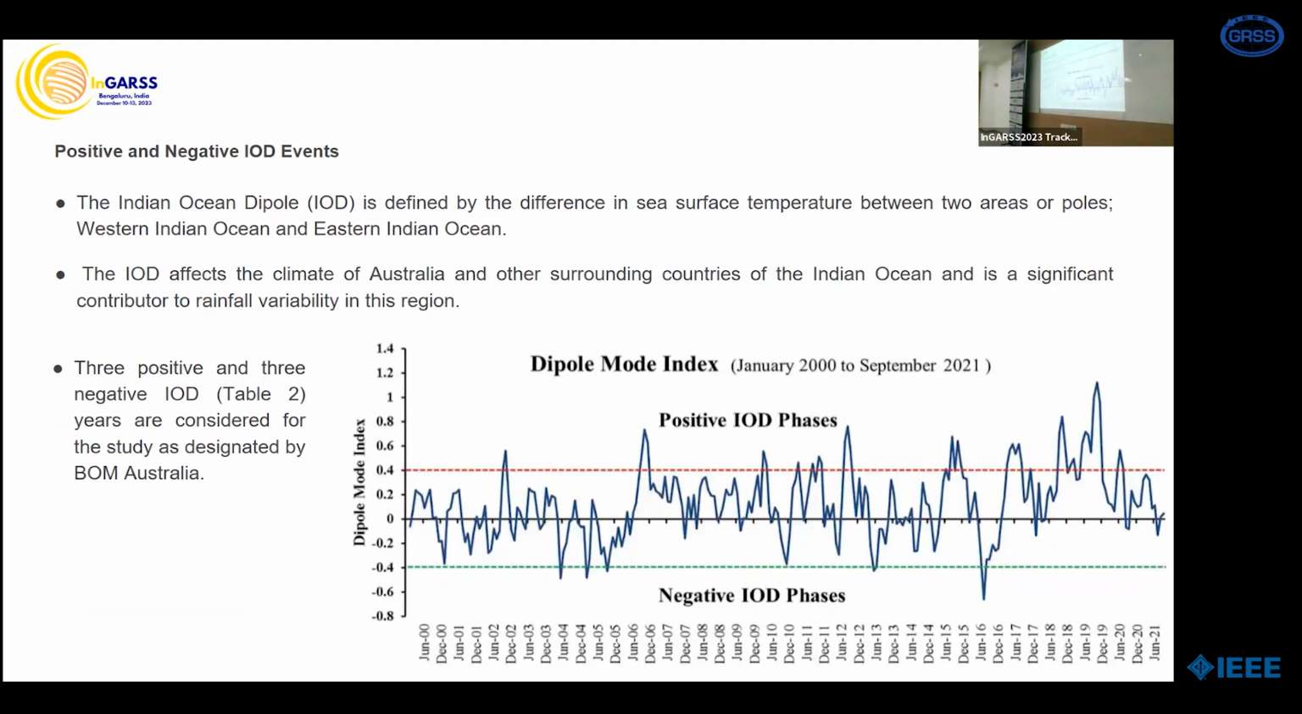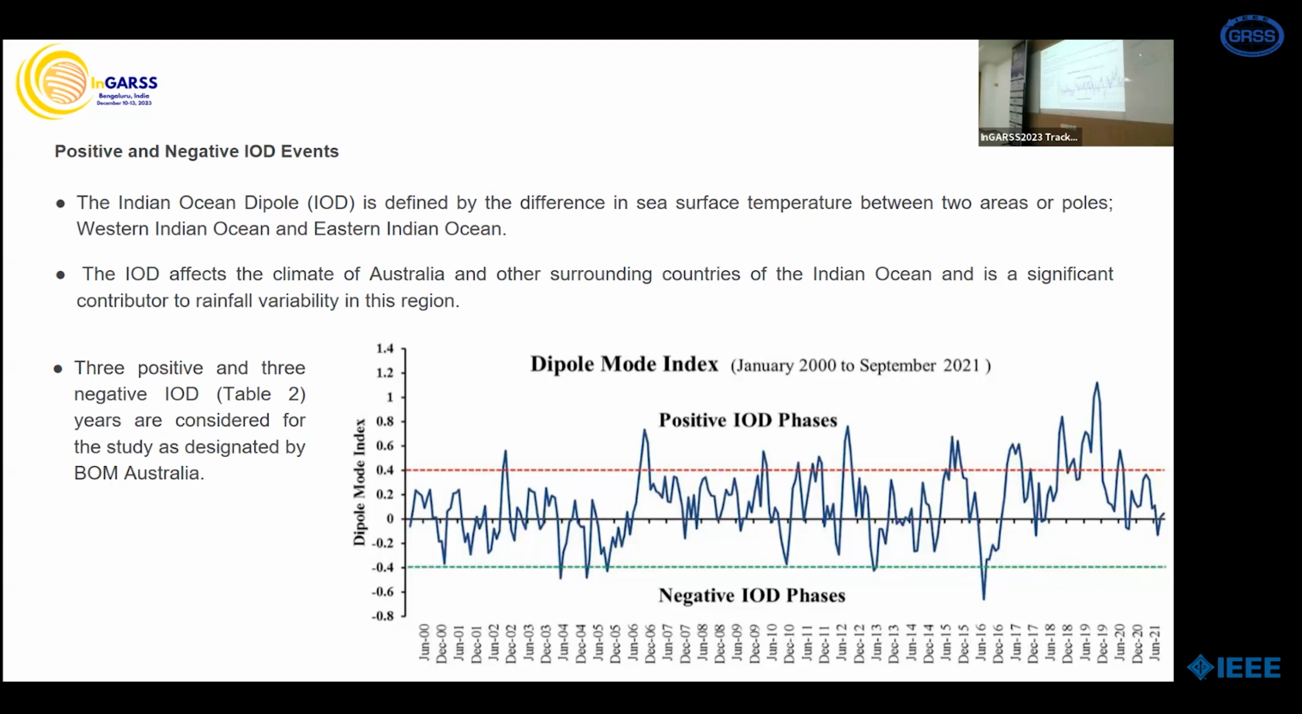So this is for the positive and negative IOD events. Similarly, as ENSO events are related to the sea surface temperature, IOD events are related to the oceanic water. Suppose there is cold water which is pushed toward the eastern Indian Ocean, then that event will be known as a positive IOD event, and vice versa, that will be the negative IOD event. Based on these events, the monsoon cycle within India and the Australian coastline is controlled. Here, for considering positive IOD events and negative IOD events, the Dipole Mode Index is used to identify the positive and negative IOD phases.